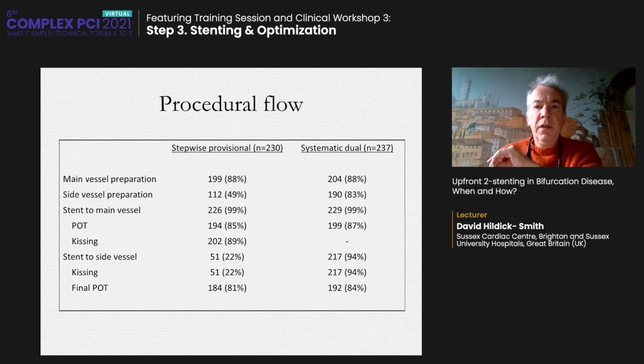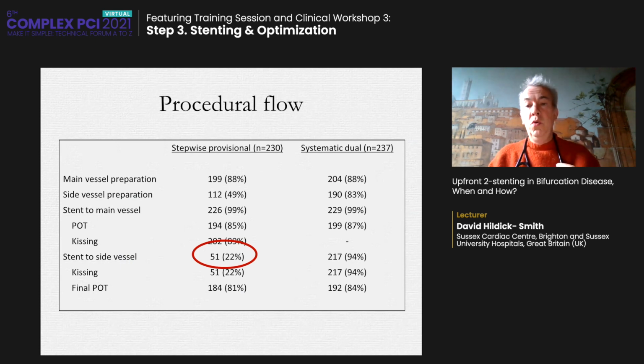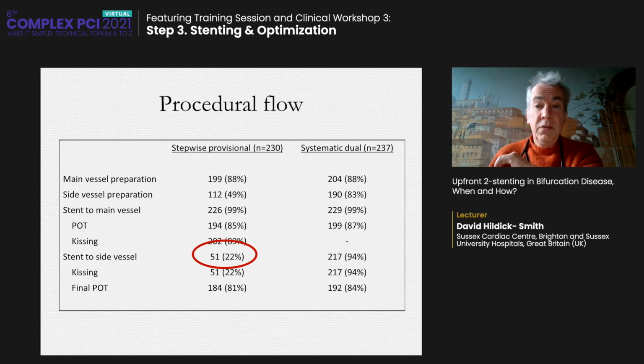If you look at the procedural flow, again, it's interesting to note that particularly with regard to stenting of the side vessel, only 1 in 5 of these vessels actually needed a second stent in the stepwise provisional approach, even though all the operators were happy to randomize the patient and were therefore happy to put in 2 stents if that's how the randomization had gone. So this is quite sobering. In fact, only 1 in 5 of them needed that second stent on the provisional approach, and outcomes were the same at 1 year.